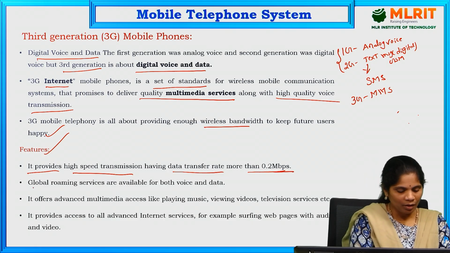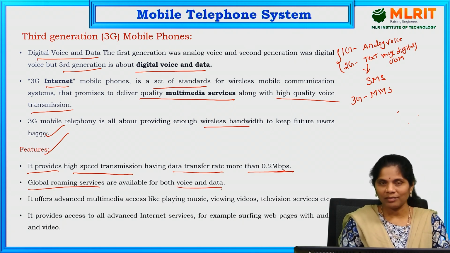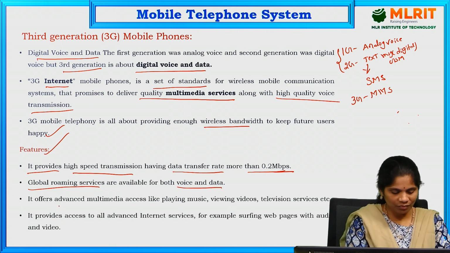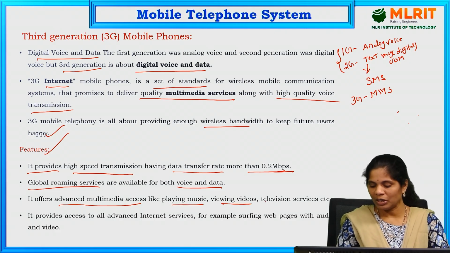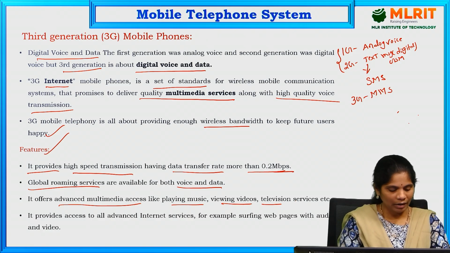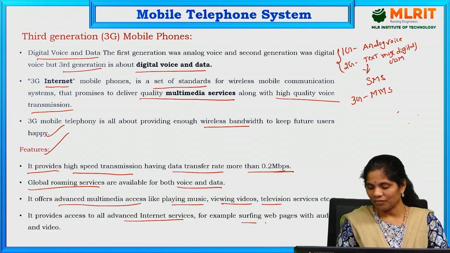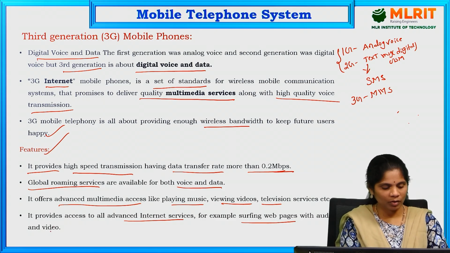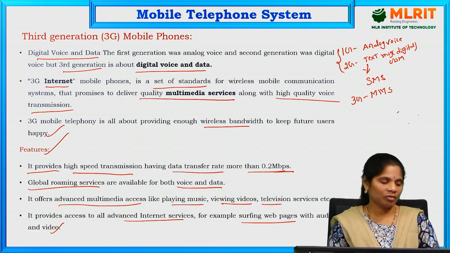At the same time, global roaming services are available in 3G, that is both voice and data. It has advanced multimedia access, like playing music, viewing videos, and telephone services, all coming into the 3G mobile phones. It also provides all the advanced internet services, like surfing web pages with audio and video. This is about the third generation mobile phones.